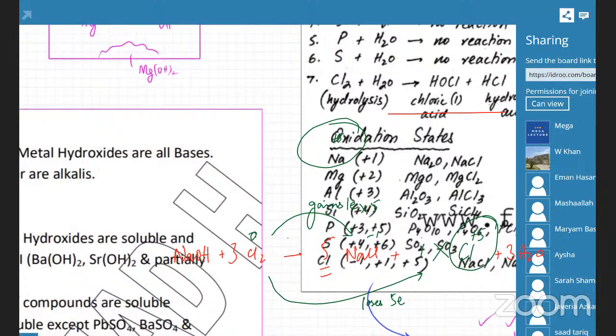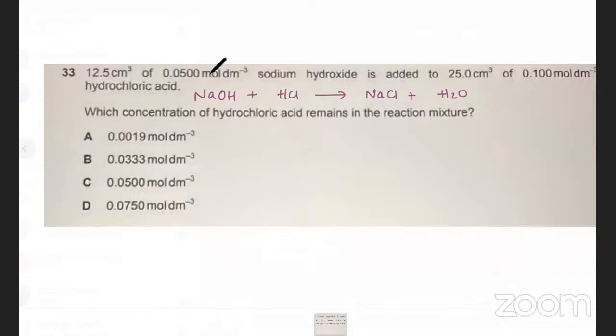So let's do this one, and isn't this easy? What is the concentration of hydrochloric acid? The reason it's difficult is, firstly, find out the moles of hydrochloric acid that remain after the reaction. So firstly, tell me how many moles of NaOH were added? What is 12.5 into 0.05 divided by 1000?